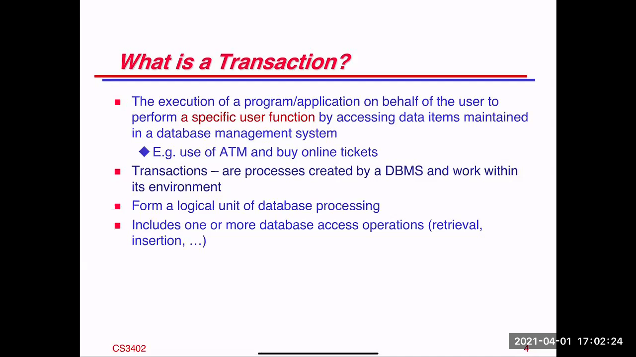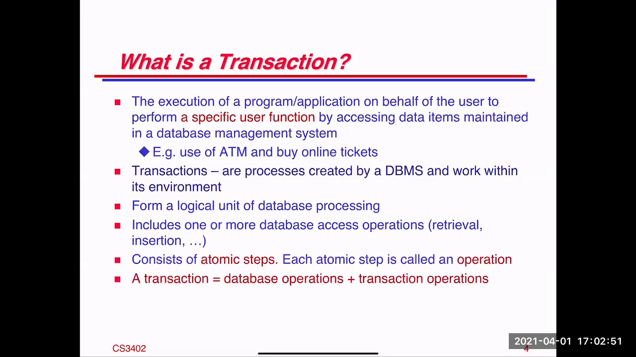So we can think of them as being a logical unit of database processing. As I mentioned, every command that you're executing will be part of some transaction, implicitly in some cases, so you don't need to specifically mention it. And of course, a transaction needs to include at least one database access operation. So that might be some retrieval or inserting new records or deleting records, something like that. So a transaction itself consists of atomic steps, and each atomic step is called an operation. Okay, so a transaction consists of some database operations, and then you also have some transaction operations. For example, commit would be a transaction operation.